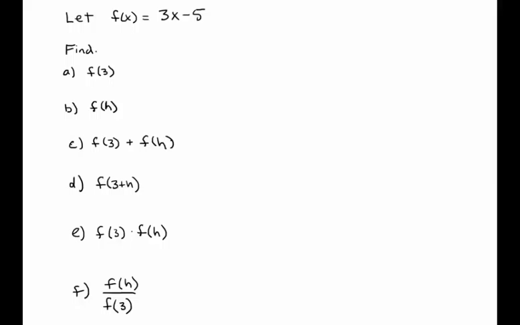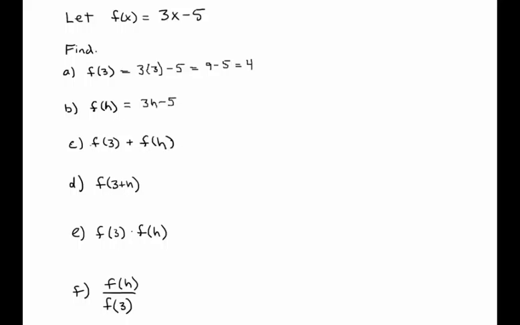In A, we want to evaluate our function at 3, which means we're going to place 3 in everywhere our independent variable x is. So we have 3 times 3 minus 5, and 3 times 3 is equal to 9, minus 5 is equal to 4. So f of 3 is equal to 4. In B, we have f of h, which means we're going to put h in everywhere there's an x. So f of h is equal to 3h minus 5.